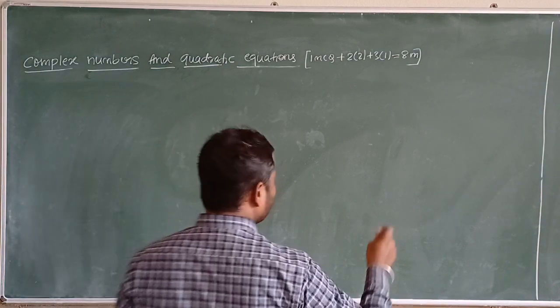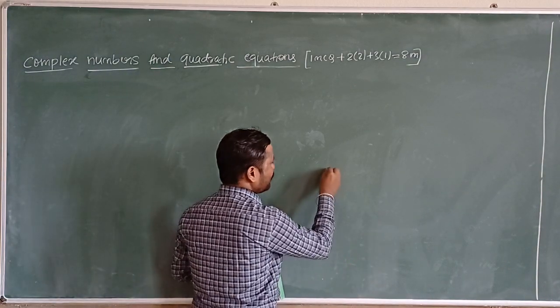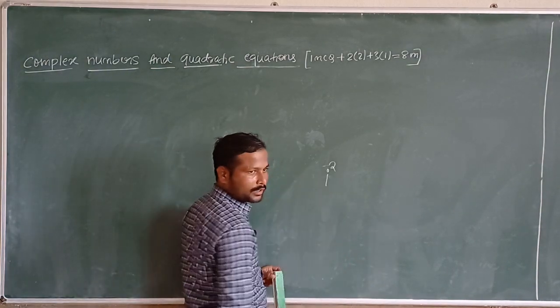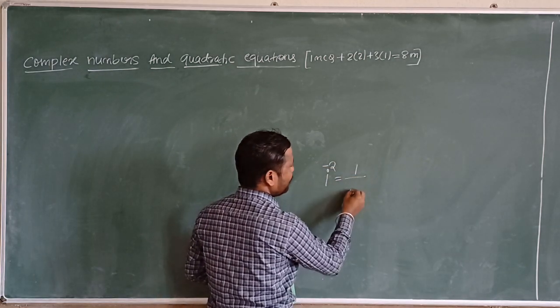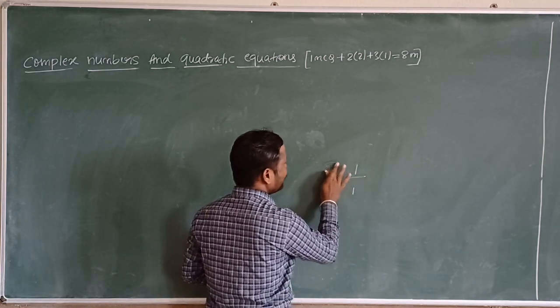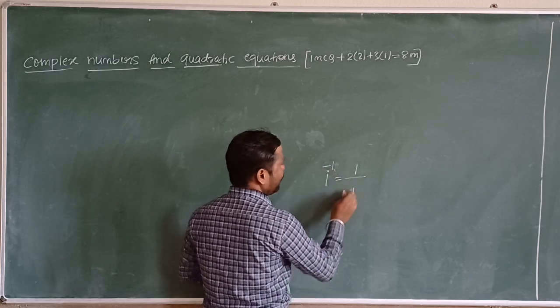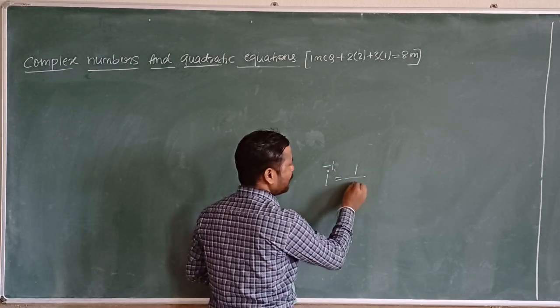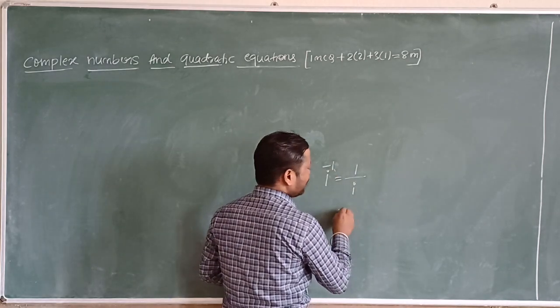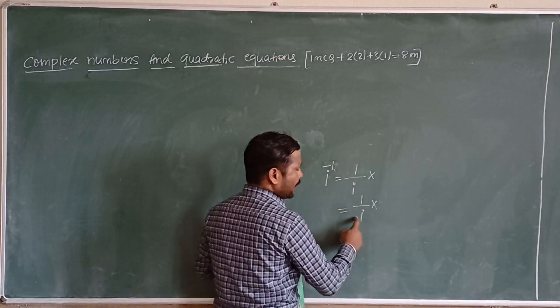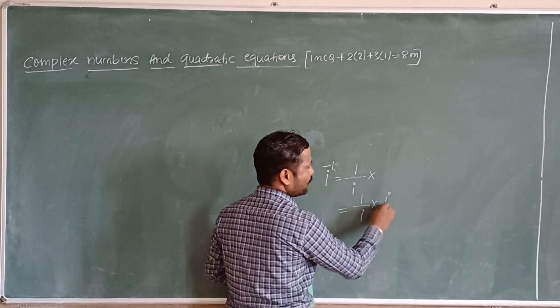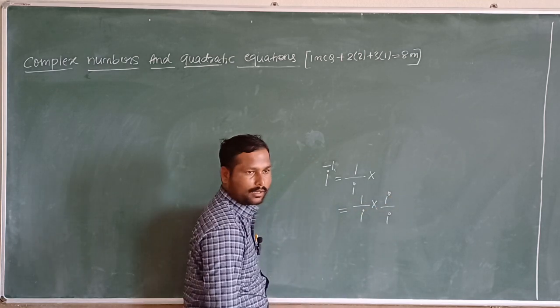Next, i to the power -1. This can be written as 1 divided by i. Take the rationalizing factor of i, that is plus i, multiply and divide now.